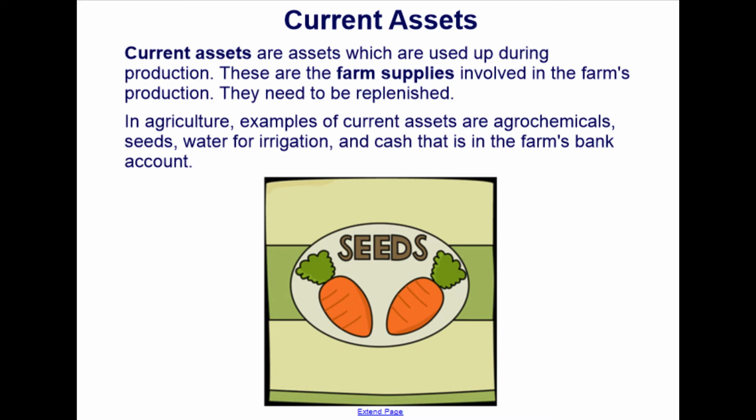Current assets. Current assets are assets which are used up during production. These are farm supplies involved in the farm's production. They need to be replenished. In agriculture, examples of current assets are agrochemicals, seeds, water for irrigation, and cash that is in the farm's bank account.